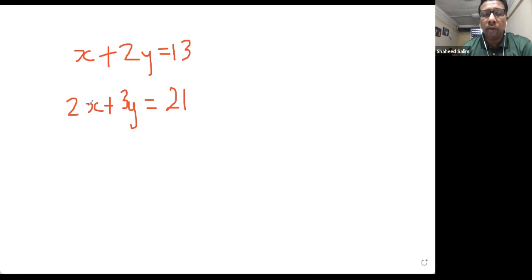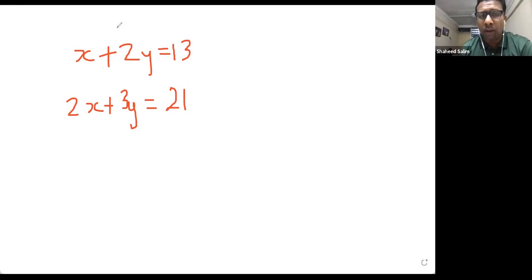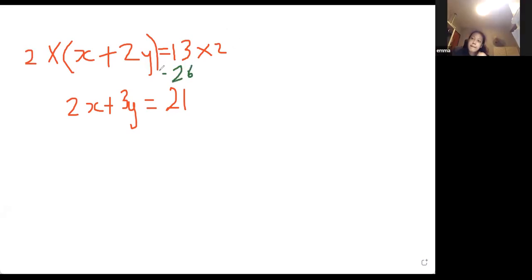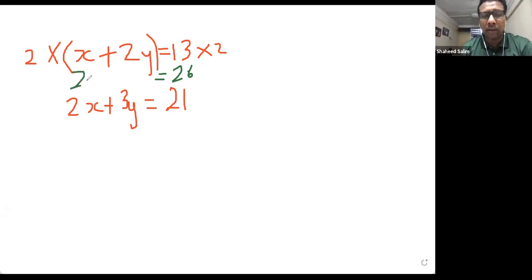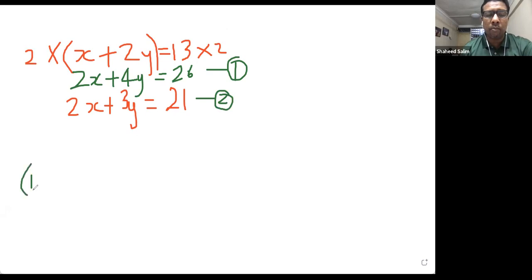How to get rid? I can minus it, but 2x minus x, I get 1x there. 3y minus 2y, I still get 1y. I'm not getting rid of them. So I can times this equation by 2, and I times this by 2. What do I get? I'm going to write it down in green. I get 26, 2 times x is 2x, 2 times y is 4y. Let's say I call this equation 1 and I call this equation 2. So I write equation 1 minus 2.